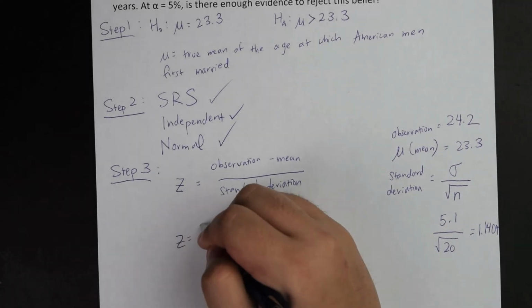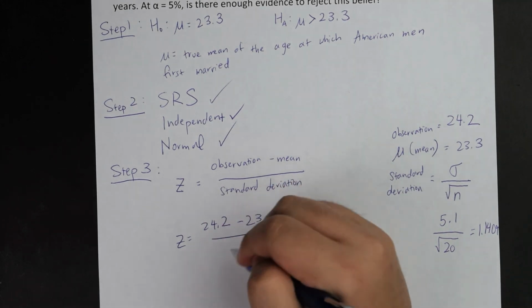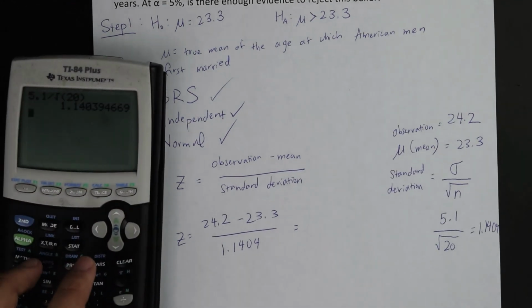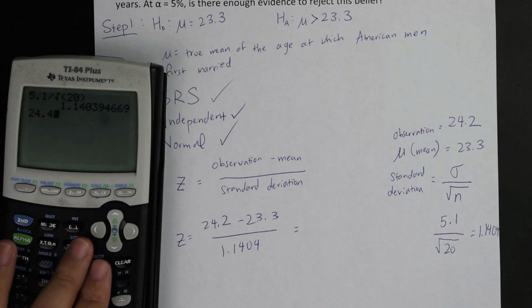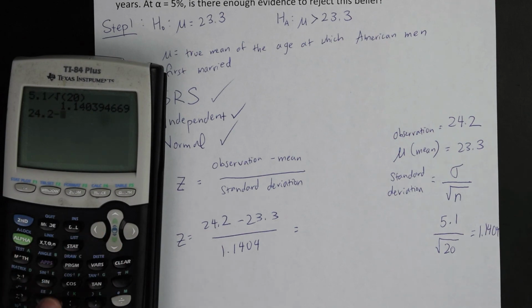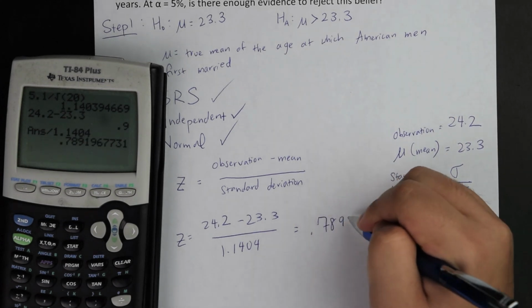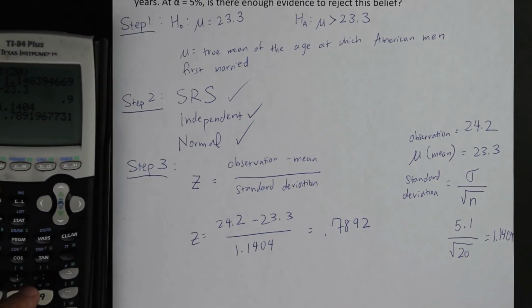So z equals 24.2 minus 23.3 over 1.1404. On the calculator, be aware there is rounding going on here. It's just very important for us to be aware of that. So it's not going to be the exact perfect value, but it's near enough that we could work with it. I get a z value of 0.7892 because I'm rounding off. So that is step 3.